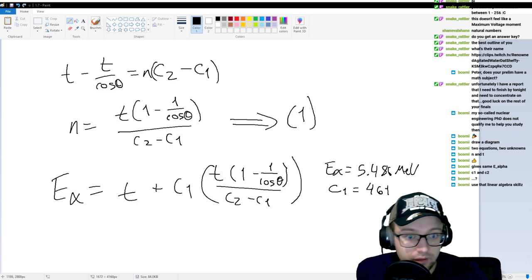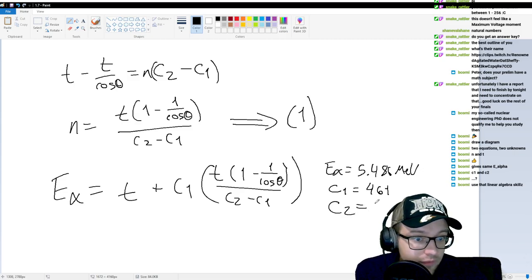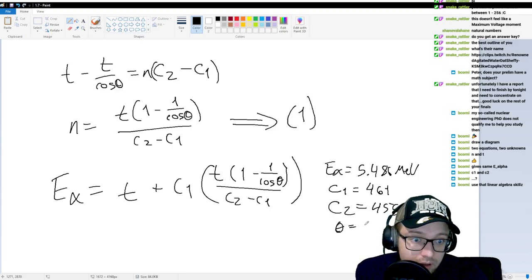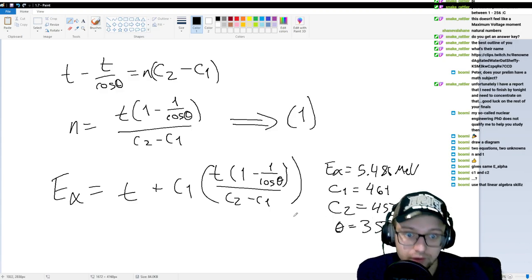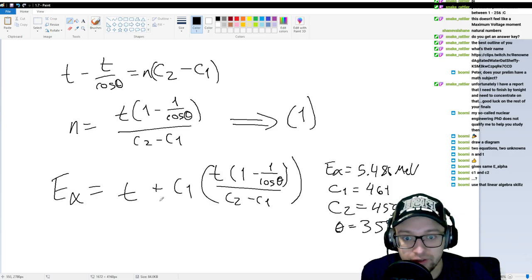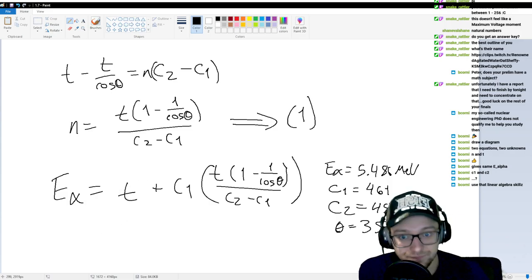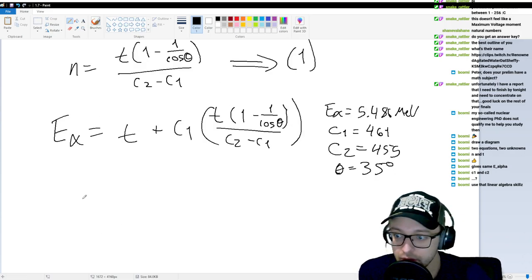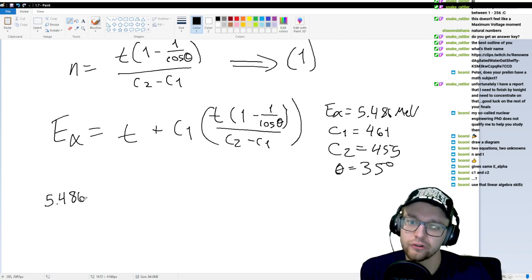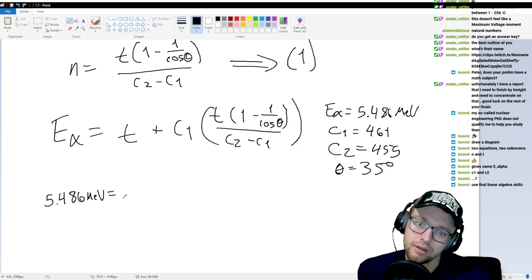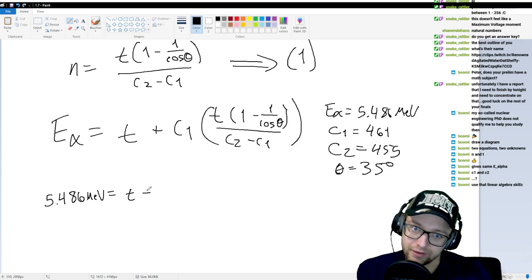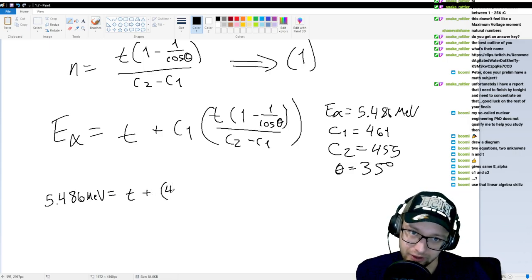461, yep. And C2 is 455. And theta equals 35 degrees. So, we know all this, and we can plug this in and solve for T. Let's do that now. Going through each step very explicitly may be a lot of extra work, but in the learning process, sometimes it must be done.